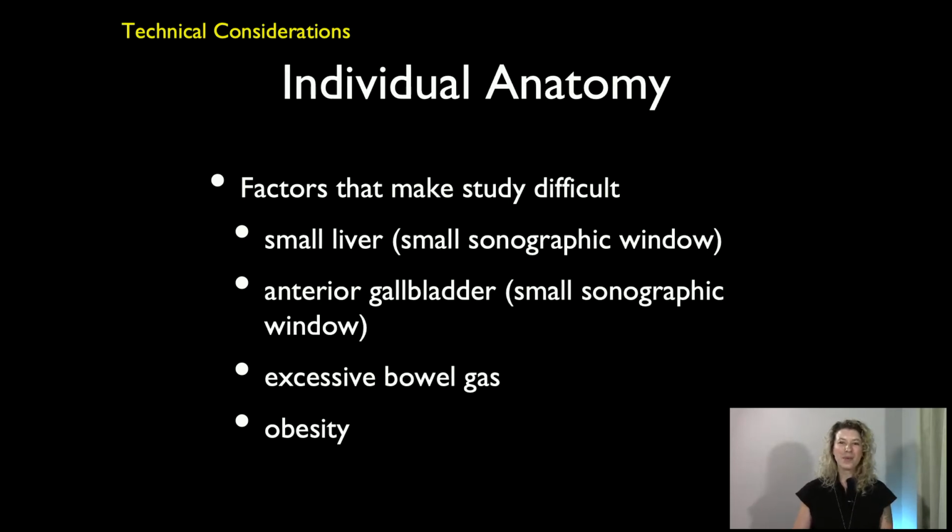There are some reasons why a study can be difficult. Definitely body habitus is something that we encounter in the emergency medicine world all the time that makes things hard for us. If somebody has a really small liver, which is also not a typical problem for us, it can make the gallbladder difficult to find. If the gallbladder is very anterior, there's ways to reposition the patient, but that can make it difficult to find too. And excessive bowel gas. We will learn that air is the enemy of ultrasound. It causes all kinds of artifacts that makes our imaging really difficult to see. So that could be a problem.